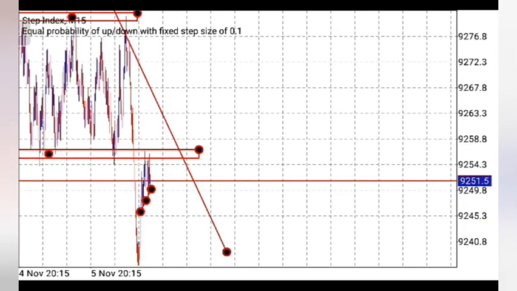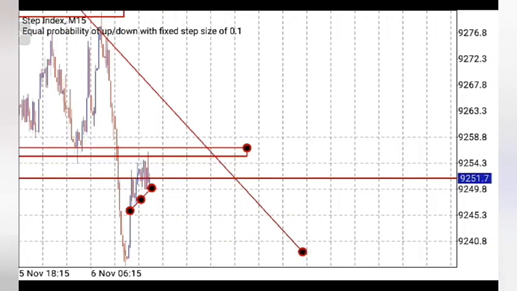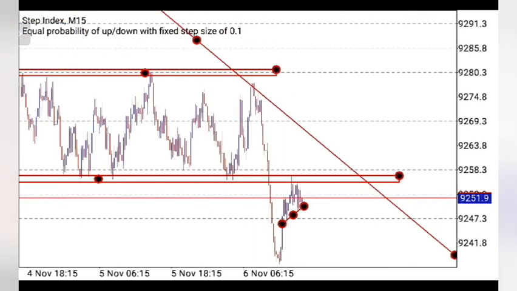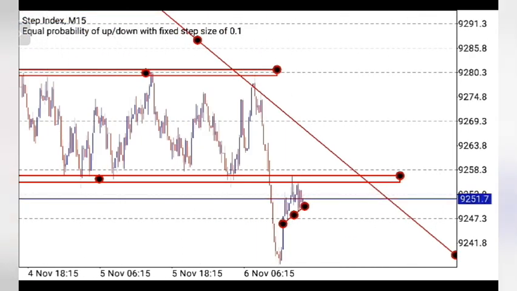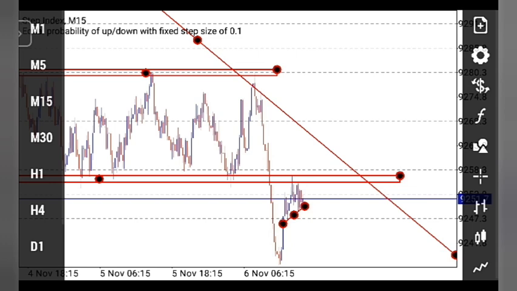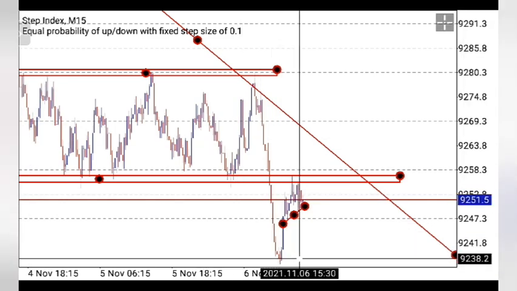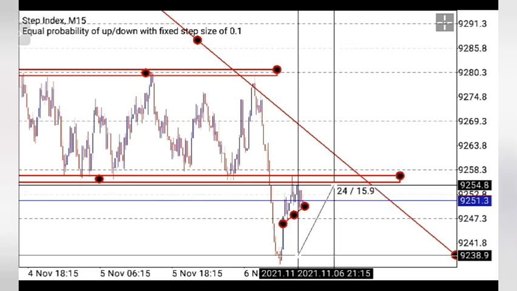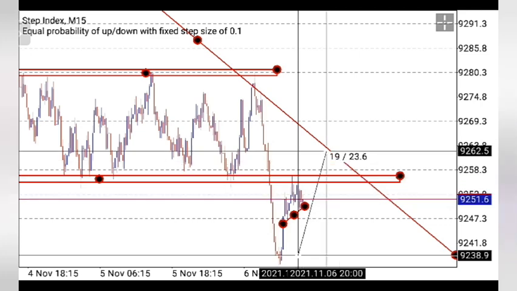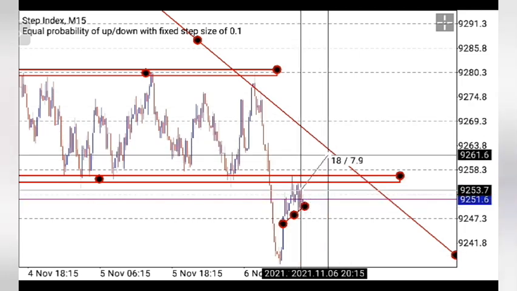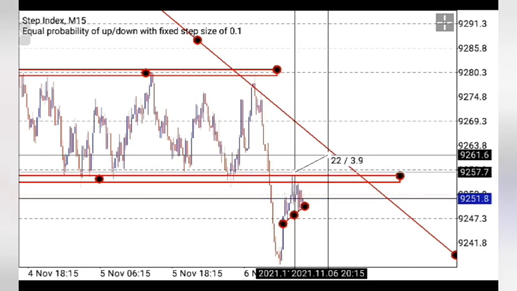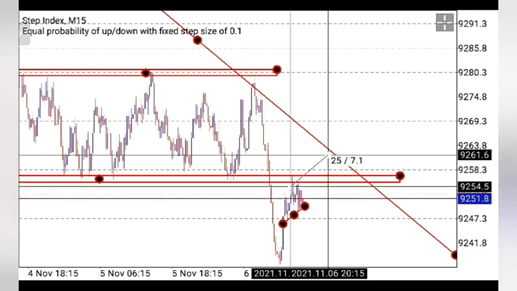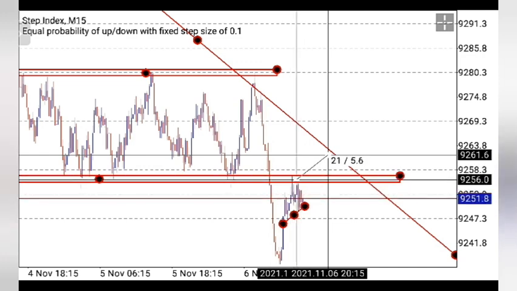I'm expecting this market to move at least to this point. I'm expecting to sell up to this point. So if I'm taking a trade here, this is about 15.9 pips, and my stop loss is likely going to be somewhere here.